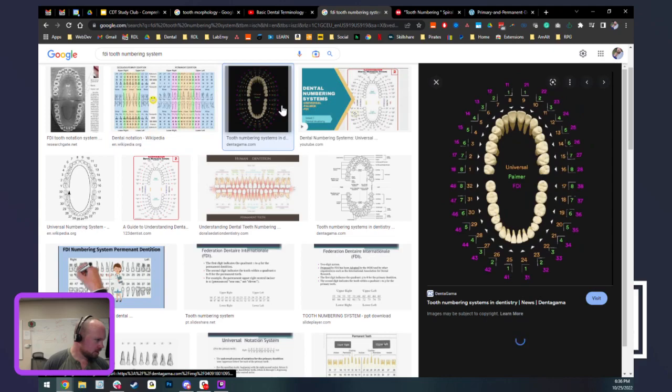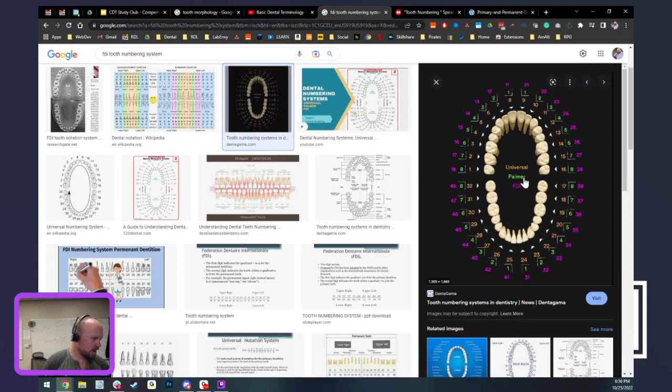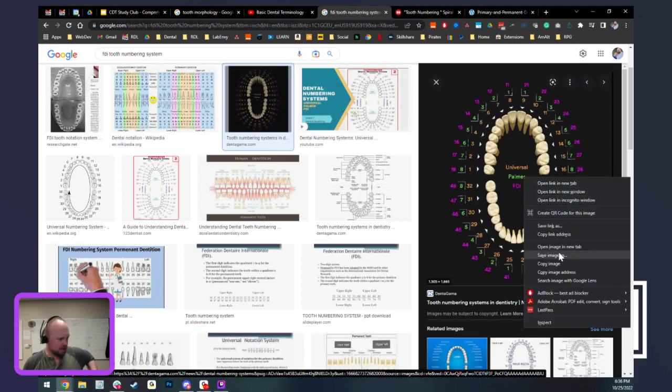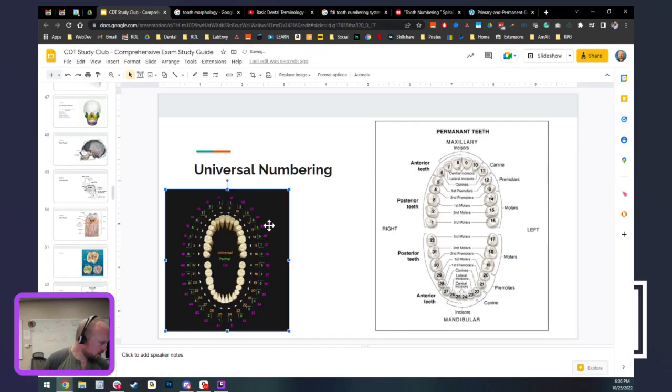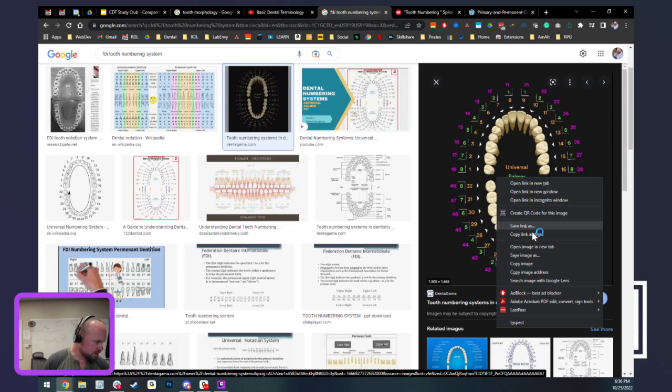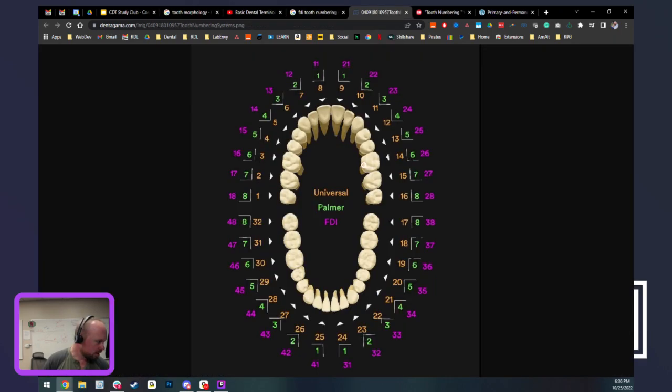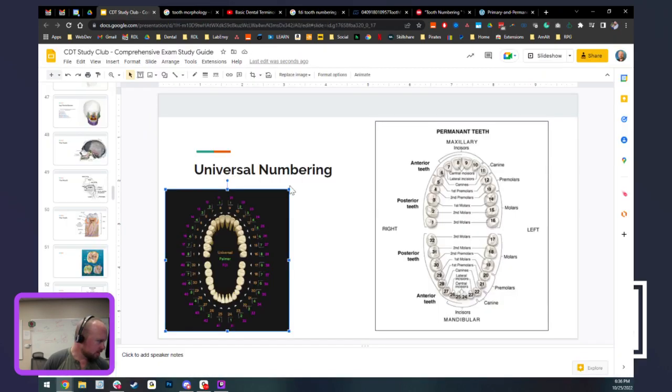Woo, that is a crazy looking chart. All right, there's a good image. Copy image. I don't know why that comes up. New tab. There we go. Copy image.